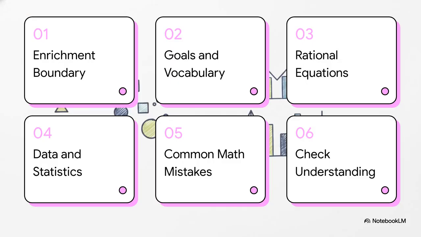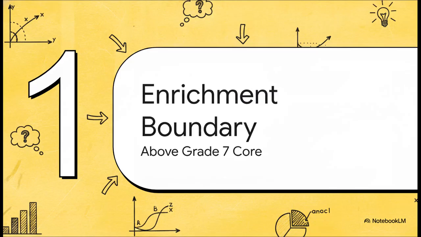Here's our roadmap for today. First, the enrichment boundary, followed by our goals and vocabulary. Then we'll hit the rice model, explore multiple representations, correct a major misconception, and finally, wrap up with a data check.